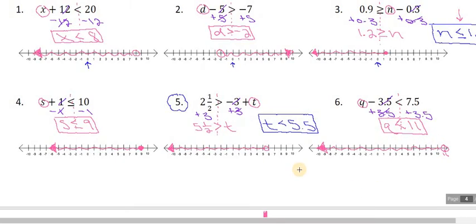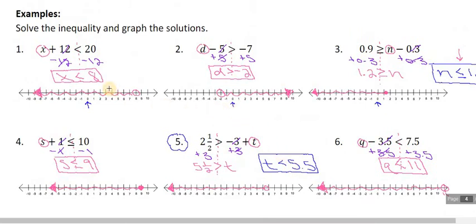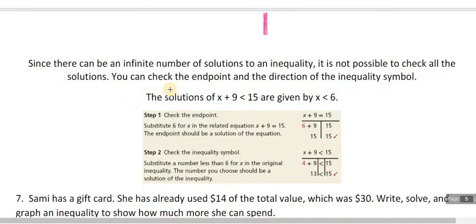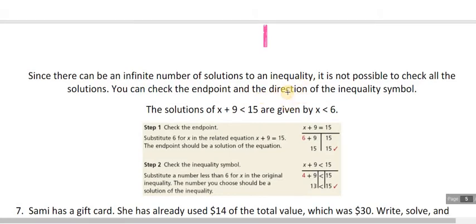Okay, so this is more or less a combination of Chapter 1 and what we did in Section 2.1. So all of our inequalities we're going to represent with a mathematical statement, an inequality, and also on a number line with our open versus closed circle and shading to the left or right. Since there can be an infinite number of solutions to an inequality, it is not possible to check all the solutions. You can check the endpoint and the direction of the inequality. So that's kind of what we did before.